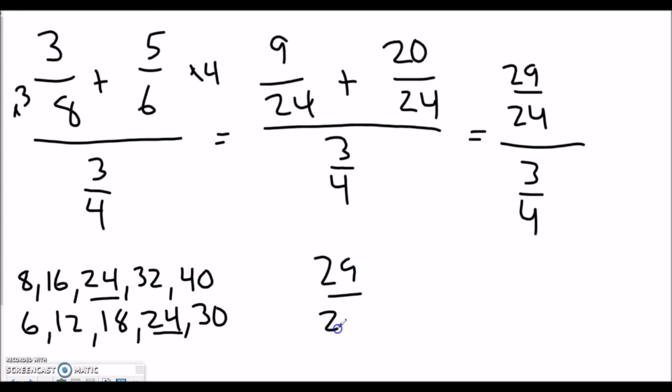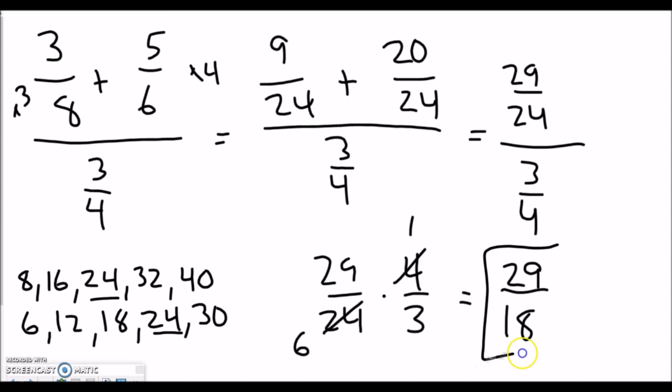Do our reciprocal. That means times by 4/3. Oh, look, things cancel. That 4 becomes a 1. That 24 becomes a 6. That makes these numbers much smaller. We can leave it as an improper fraction.